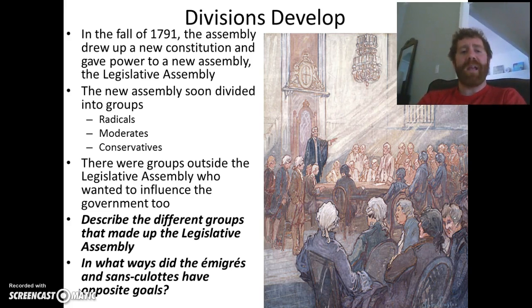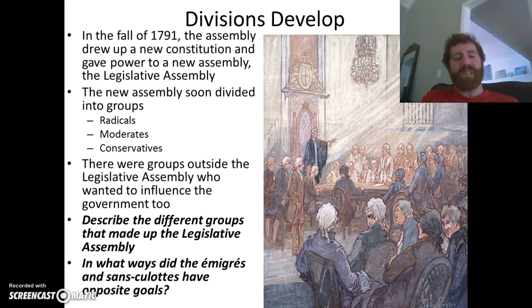This new assembly will soon be divided into three groups: radicals, moderates, and conservatives. Even though we have this new government with the Legislative Assembly, we still have some of the same old problems that plagued France: food shortages, social tensions, and the whatnot. And these groups were divided as to where they sat in the assembly hall.